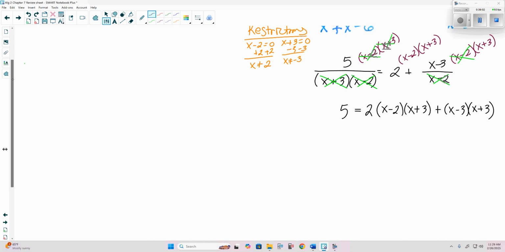Questions on this so far? Now at this point here, we're going to have to multiply our parentheses out. So the first one we're going to multiply through is this here. X times x would give us x squared. X times 3 is going to be plus 3x. Negative 2 times x is going to be negative 2x. And negative 2 times 3 would be negative 6.